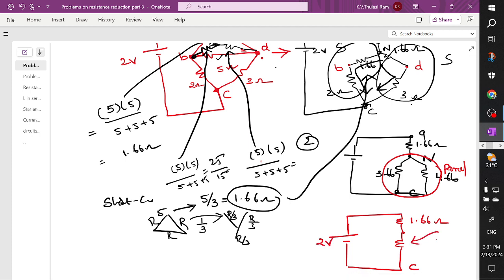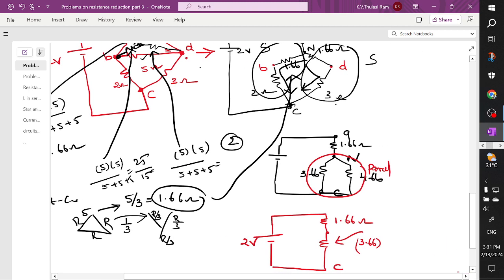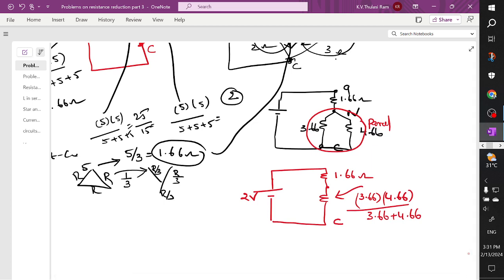So what is the parallel formula? 3.66 multiplied by 4.66 divided by 3.66 plus 4.66. When you perform it, you are going to get the resultant value as some 2 ohm. You can see here, this is 2 ohm, 2 ohm, and these are connected in series connection. Why? Because the current is entering, the current is not dividing. If there is no division of current, I can say these two branches are connected in series connection.